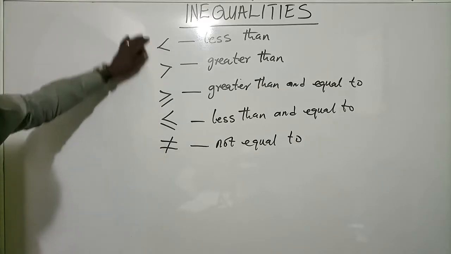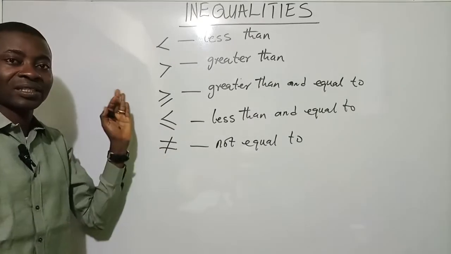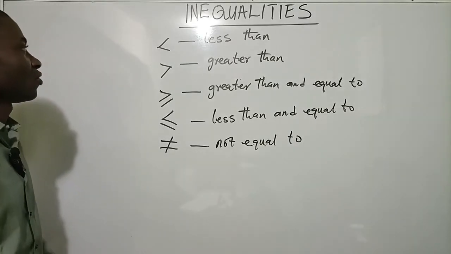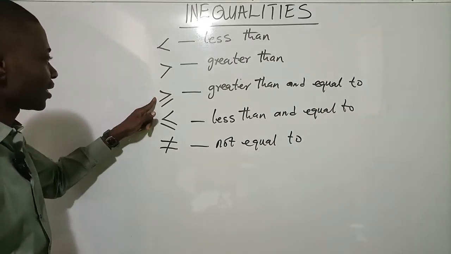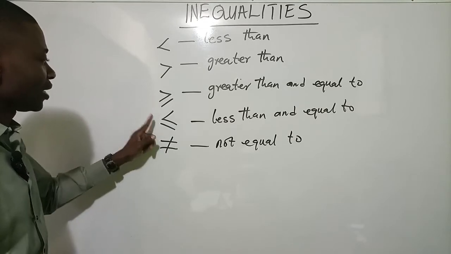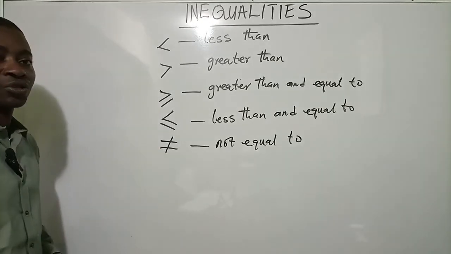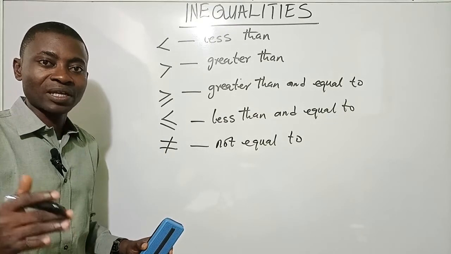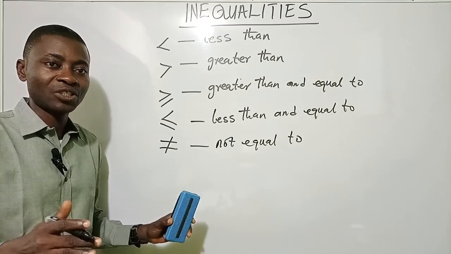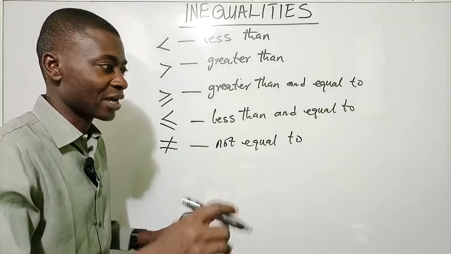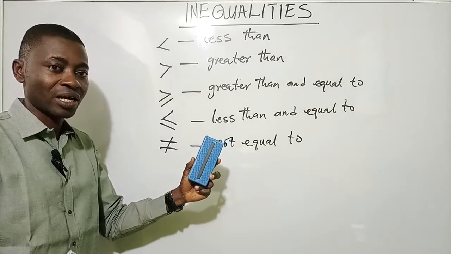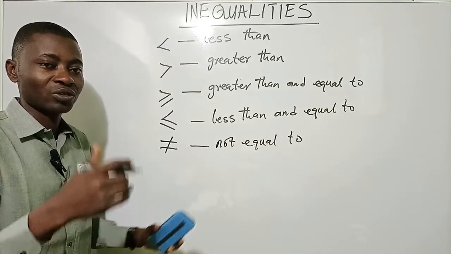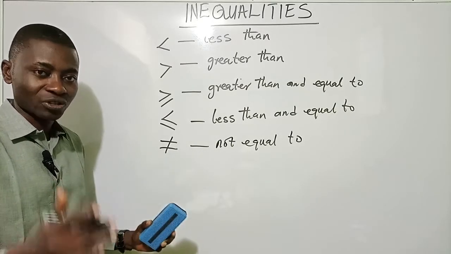Now, these signs are so important. It's very important that when you see these signs, you understand them, know exactly what they mean, and use them accordingly. When you see two numbers, you should be able to know the one that is greater and the one that is less. Depending on the arrangement, you should be able to say, for instance, this chair is greater than this table, or this chair is lesser than this table, just like that.